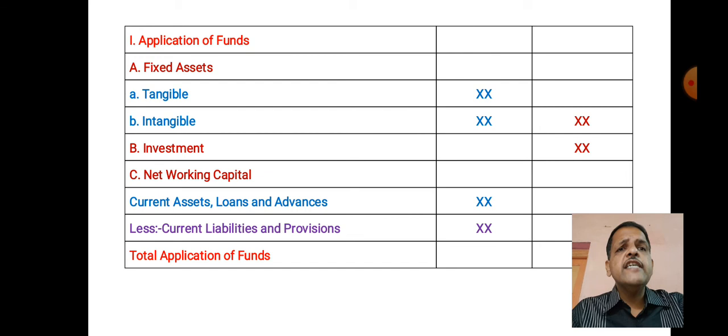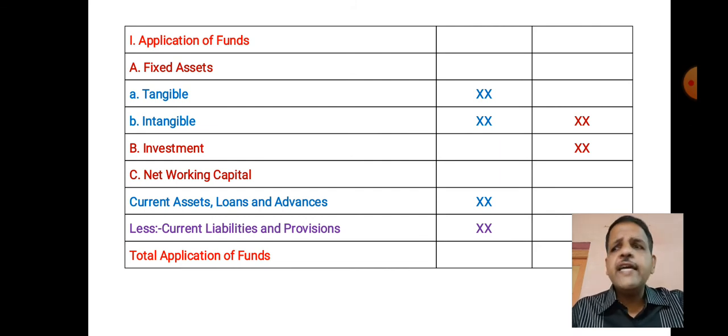Further, current assets we can divide into two parts. One is liquid asset and one is non-liquid asset. Liquid asset is also called quick asset. Non-liquid asset is also called non-quick asset. Now friends, the assets which can be converted into cash easily are called quick assets. On the other hand, the assets which cannot be converted into cash quickly are called non-quick or non-liquid assets.